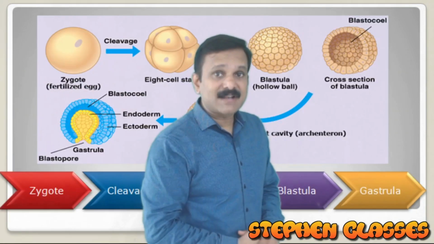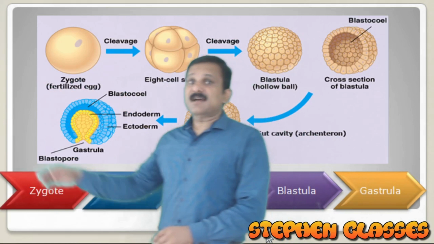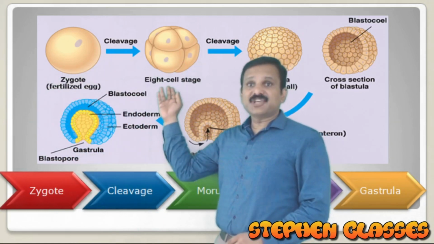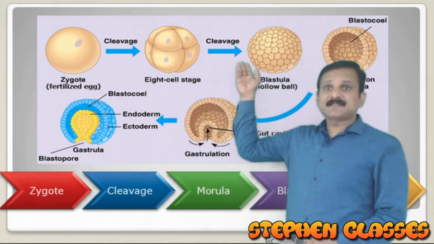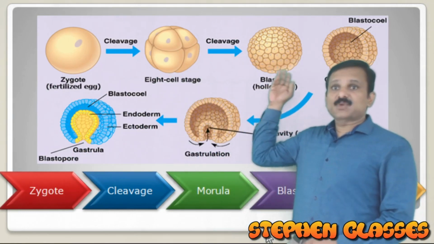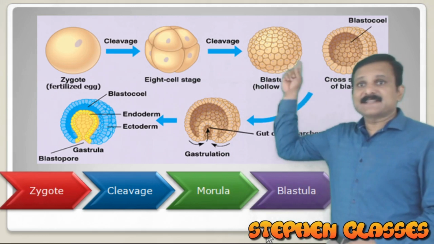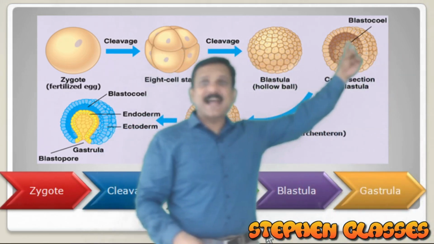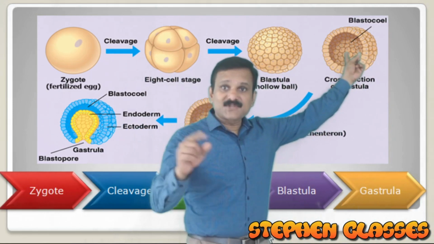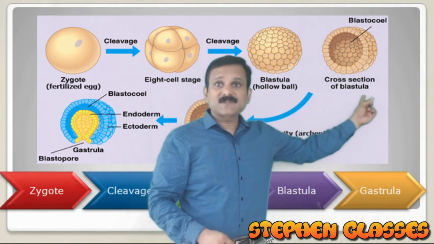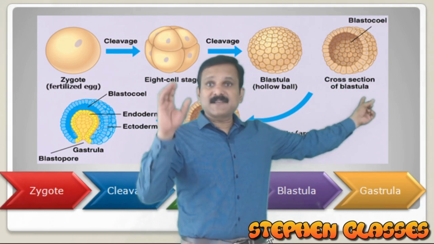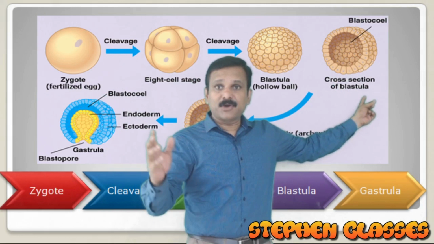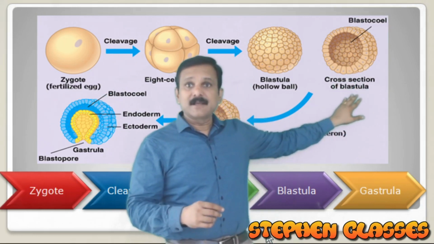Now we have the next slide, which shows all these structures again. The zygote, cleavage happens, an 8-cell stage is formed, cleavage again happens, blastula is formed, and blastula will have a cavity inside. What is that cavity called? Blastocele. The cavity inside the blastula is called blastocele. So this is a cross section of the blastula. Blastula is a structure which undergoes implantation, or attachment of the embryo to the uterine wall. It will happen to this blastula.